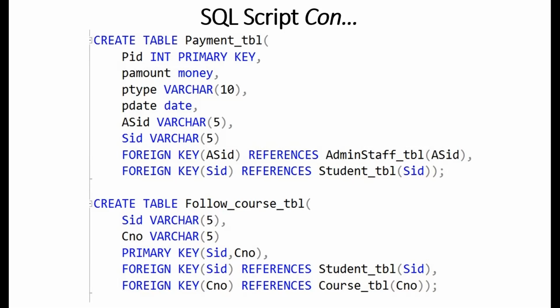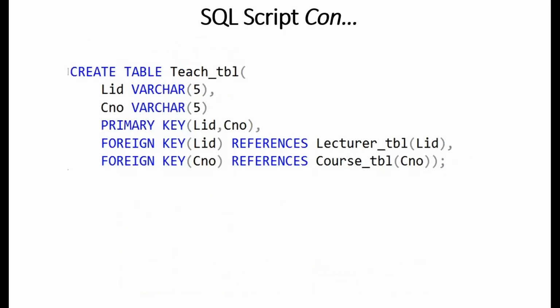Here we join the payment table with the admin staff table using admin staff ID and the student table with student ID. Then the following course table: student ID and course number are primary keys, and also foreign keys, referring to the student table and course table respectively. Finally, the teach table has lecturer ID and course number, both primary keys, and we link this table with the lecturer table using lecturer ID and the course table with course number. Those are our tables, sir.